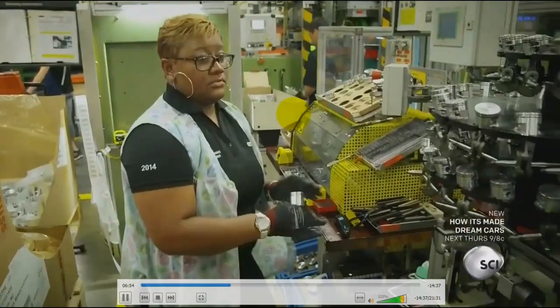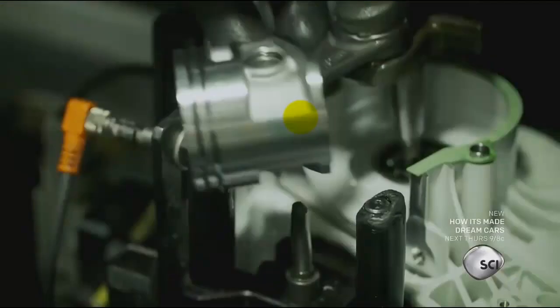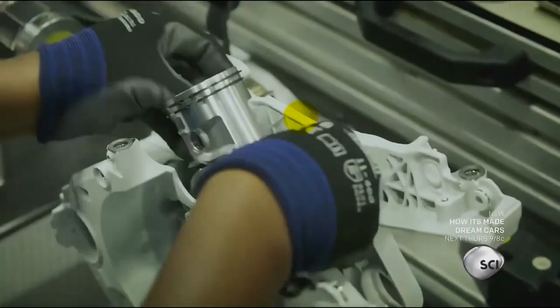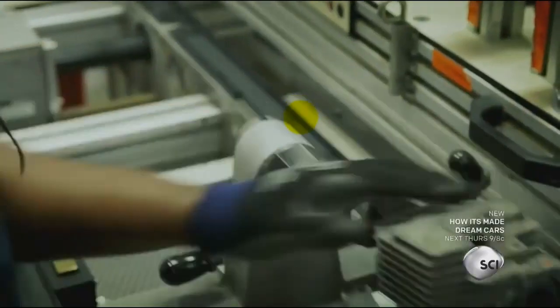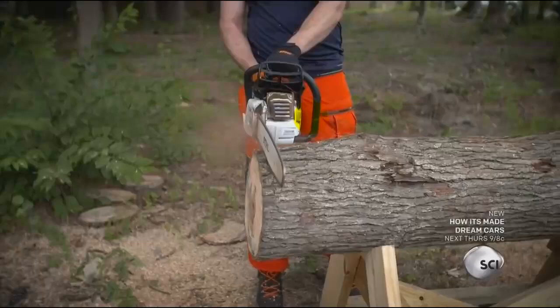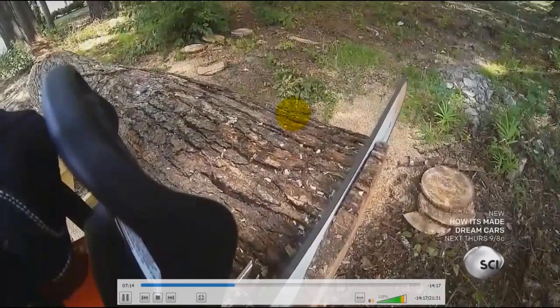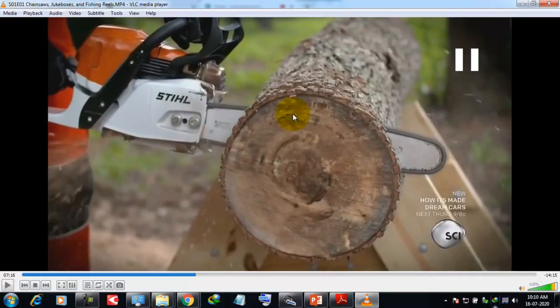They're assembling the separate components in the assembly area. The end result is a rugged single-cylinder workhorse with a better power-to-weight ratio. A single-cylinder engine is being used in this cutter. I think we will stop with this.